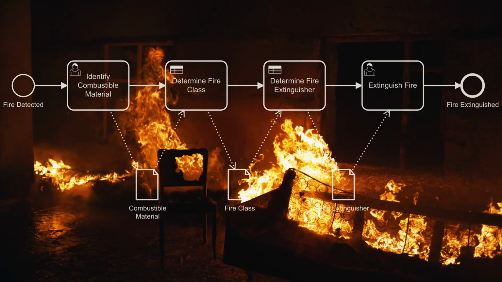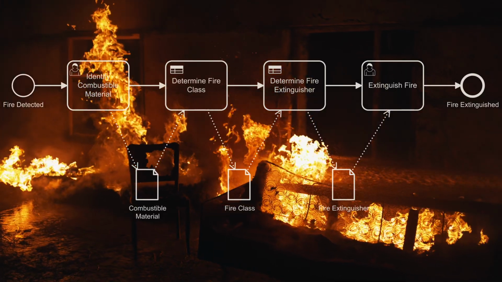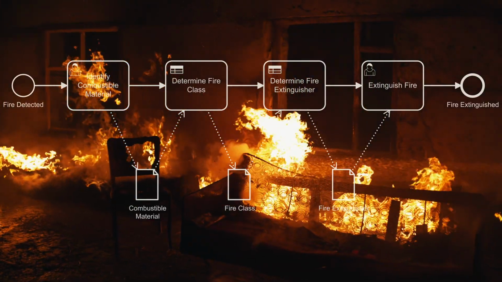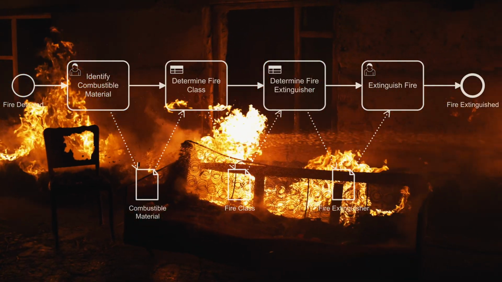Your house is on fire. You do everything right, yet the fire gets worse. Why? Wrong fire class, and that's exactly the kind of decision DMN is made for. Let's take a look.